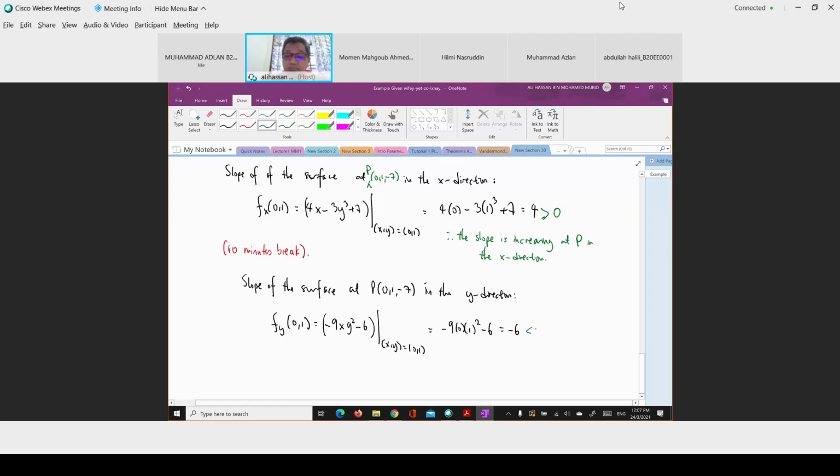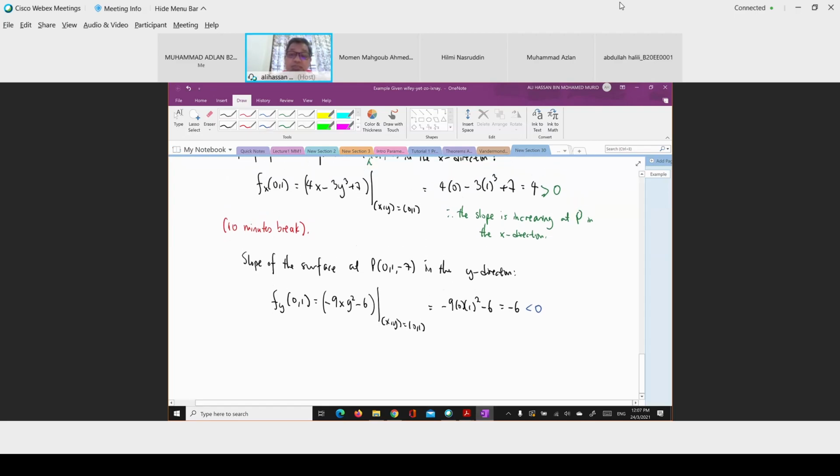So what does it mean? That the slope is decreasing at the point P in the y direction. Right? So depending on which direction you are looking at, you will get different slopes. The slope may vary from one direction to the other. In the x direction, you need to climb up at the point P. In the y direction, you need to climb down.